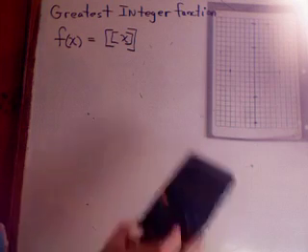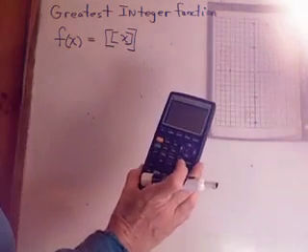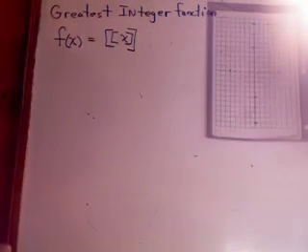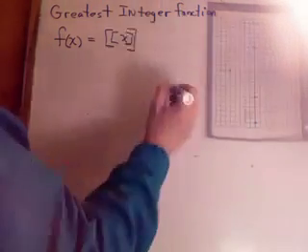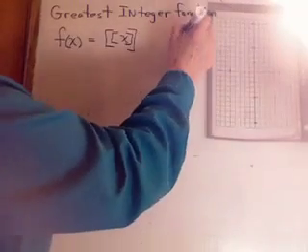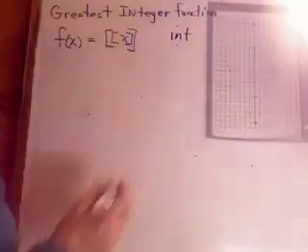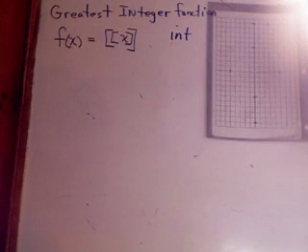And you do have your graphing calculator, and remember you can find the greatest integer function under the math key, go over to number, and then go down to number 5, which is int. So int is the abbreviation for greatest integer function on your calculator. Now, how do you graph that and what does it look like?